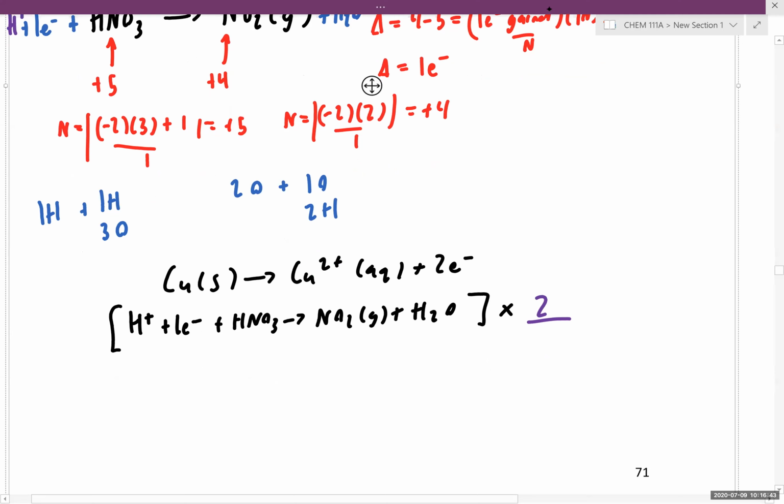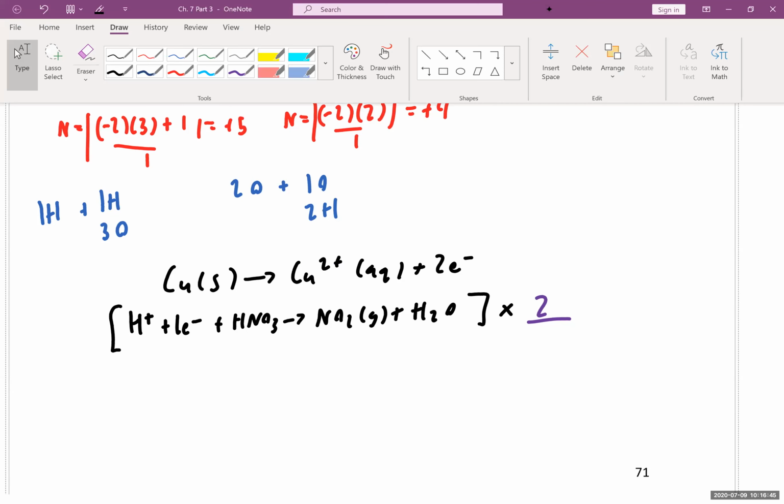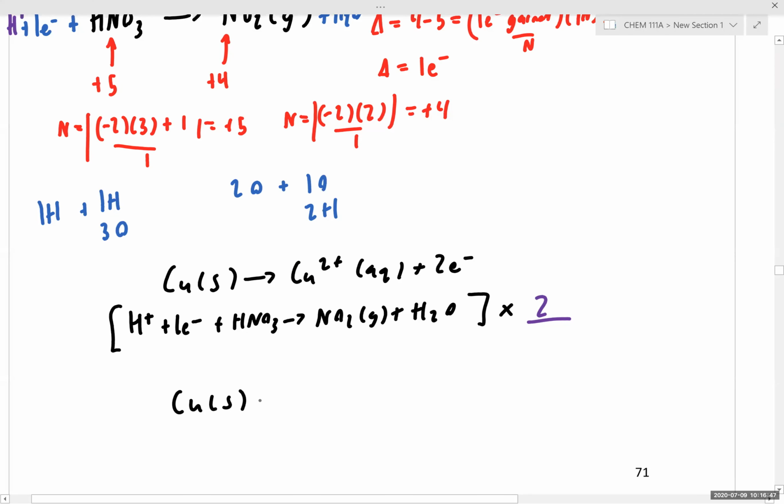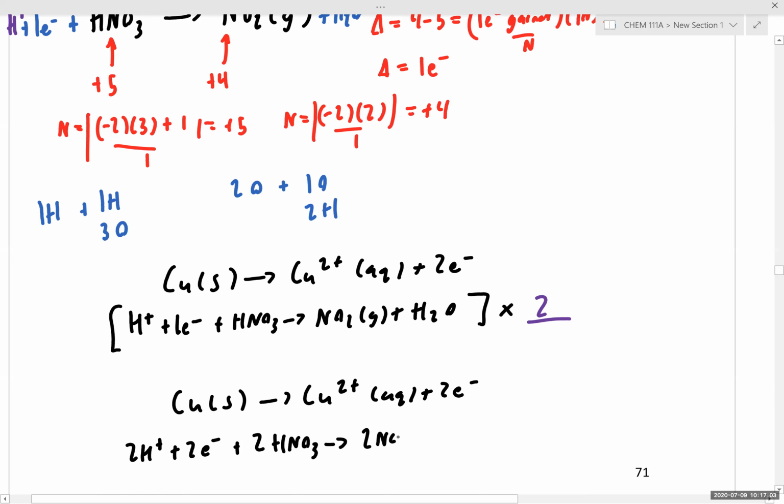Okay, so I'm just gonna rewrite my equations just so that way there's no confusion as to where each of these numbers are coming from. 2H+ plus 2 electrons plus 2 HNO3 leads to 2 NO2 plus 2 H2O.